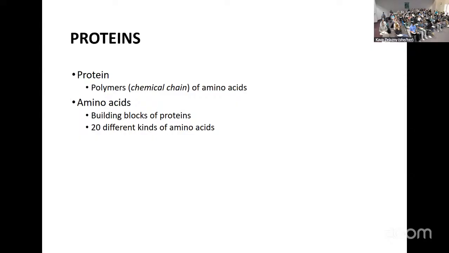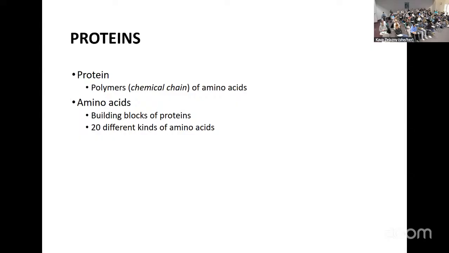There are 20 different kinds of amino acids. We're not going to be too specific about which ones are in the protein examples we look at right now, but what's important to realize is that there are 20 different choices for amino acids. It means we can make a lot of proteins that are really different, with really different chemical chains, which means really different shapes when we fold up those proteins. This is important because proteins basically do everything in your cell.